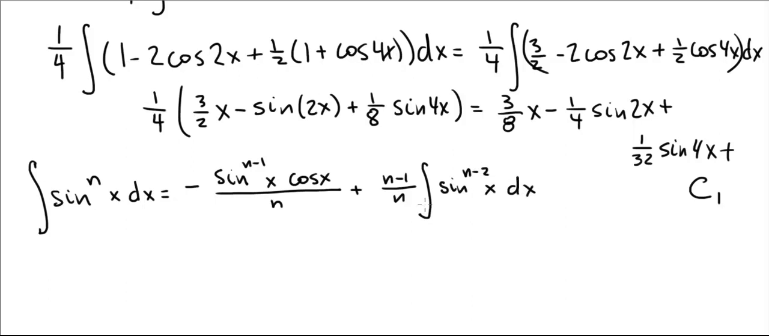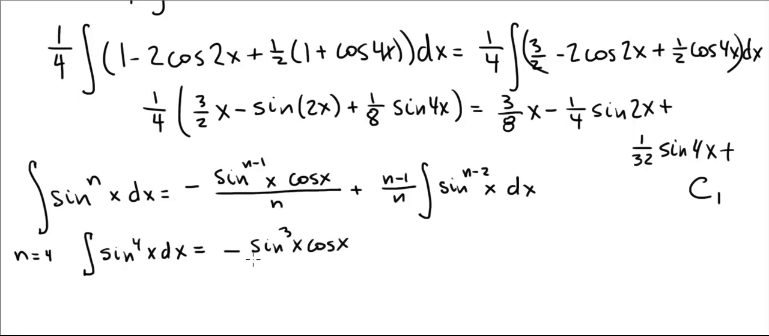So we reduce the integral on the right. The power of sine has been reduced from n down to n minus 2. In our case, n equals 4. So applying this formula to the integral of sine to the fourth of x, we find that it would be minus sine cubed of x cosine of x divided by 4 plus 3 over 4 times the integral of sine squared x dx.